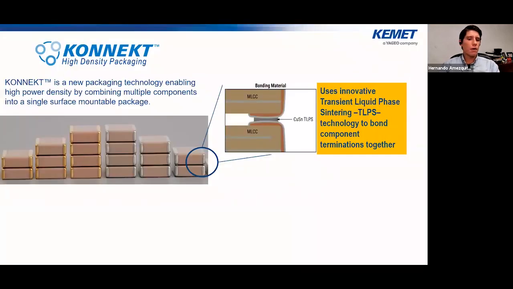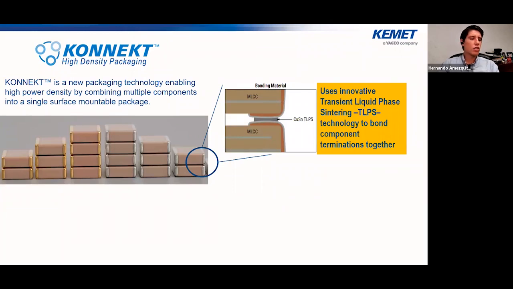Then we have Connect, which is again a new packaging technology enabling high power density by combining multiple MLCCs into a single surface mountable package, as you can see in the pictures. Maybe in a single statement, we can say that it is a technology that allows us to have more capacitance while keeping the same footprint as a single MLCC. But honestly, that description doesn't cover all the benefits that Connect can provide to you.